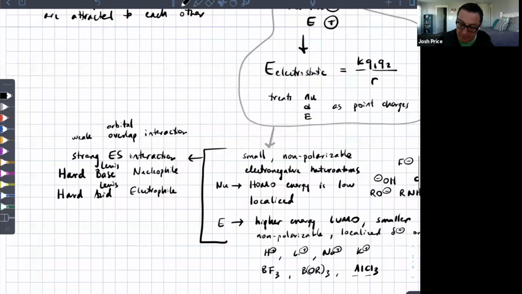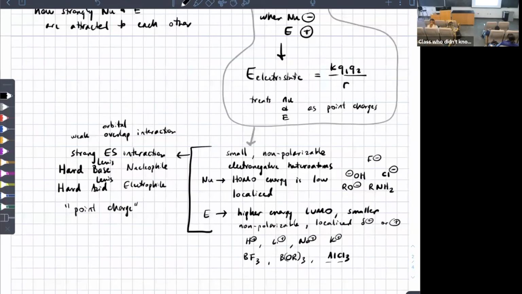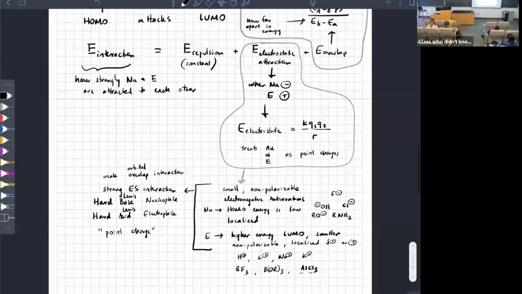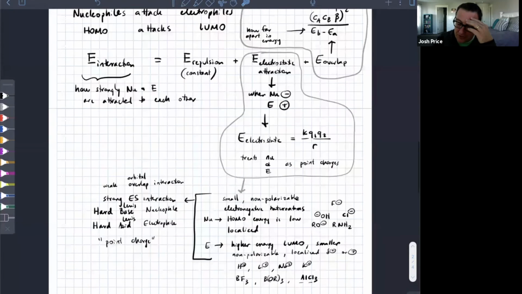So you think of these as basically being point charges that are attracted to each other simply because of Coulomb's law. Okay, so the reason why the orbital overlap is weak is just because of the difference in energy between the LUMO and the HOMO. That's right. The HOMO and LUMO energy difference is large enough that the overlap interaction term becomes small.